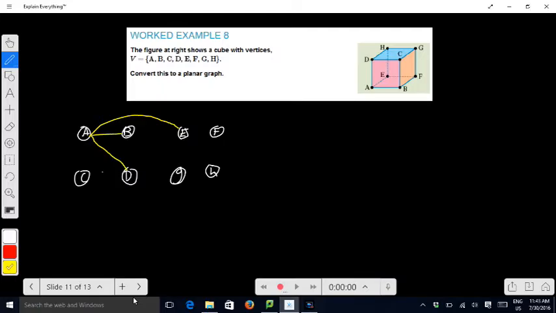Then moving on to B, I've got one that goes to A, one that goes to C, and one that goes to F. So I've already got the A. I've got one that goes to C, and one that goes to F.